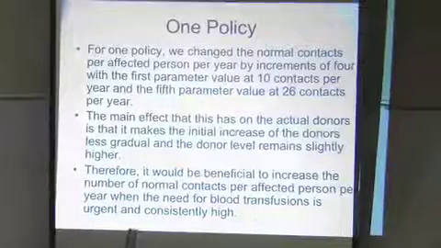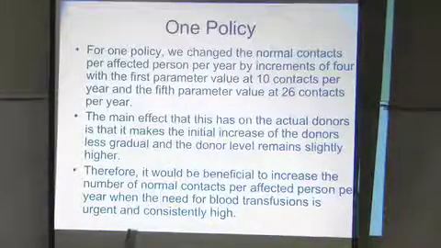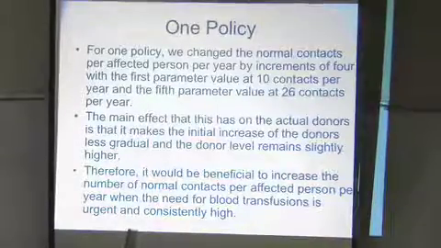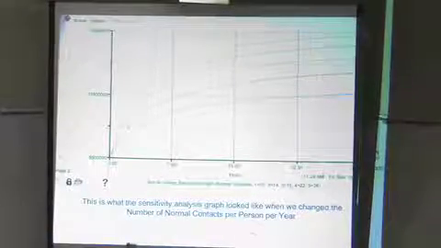Therefore, it would be beneficial to increase the number of normal contacts per affected person per year when the need for blood transfusions is urgent and consistently high. This is what the sensitivity analysis graph looked like when we changed the contacts, and it shows that the more contacts there are, the higher the actual donor level is.